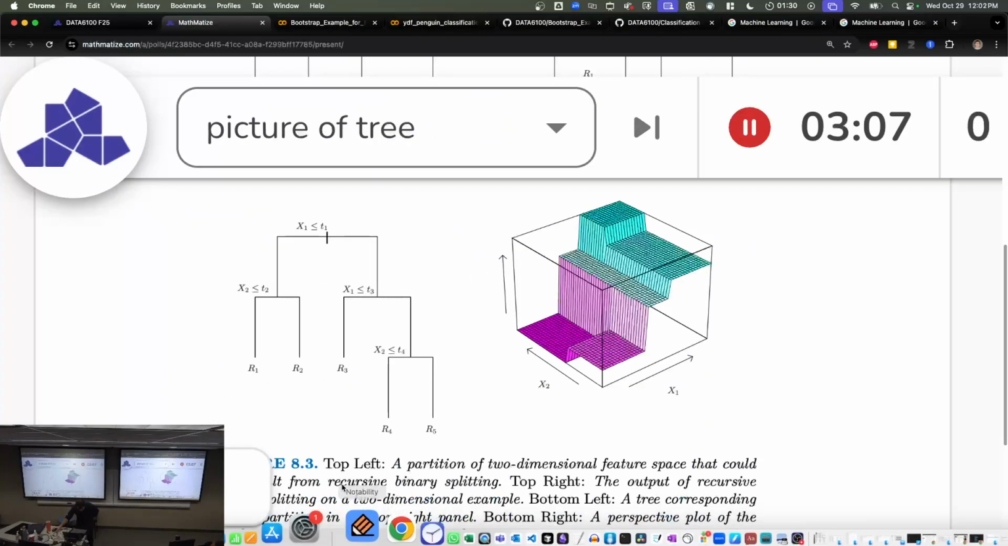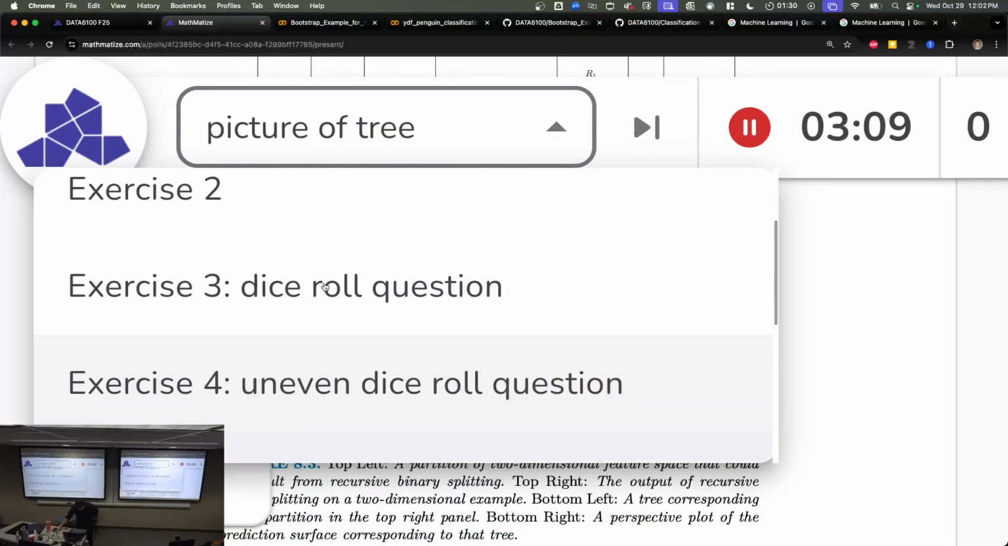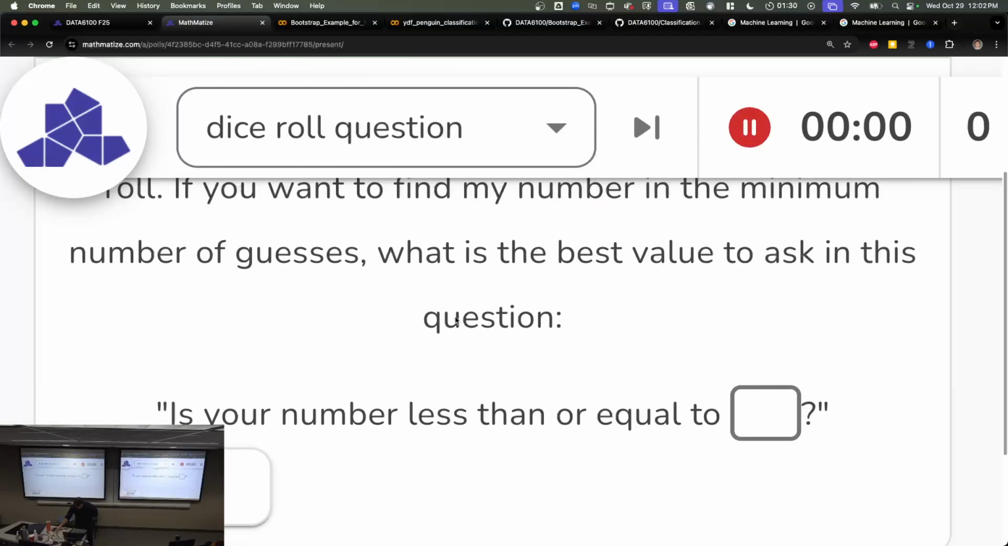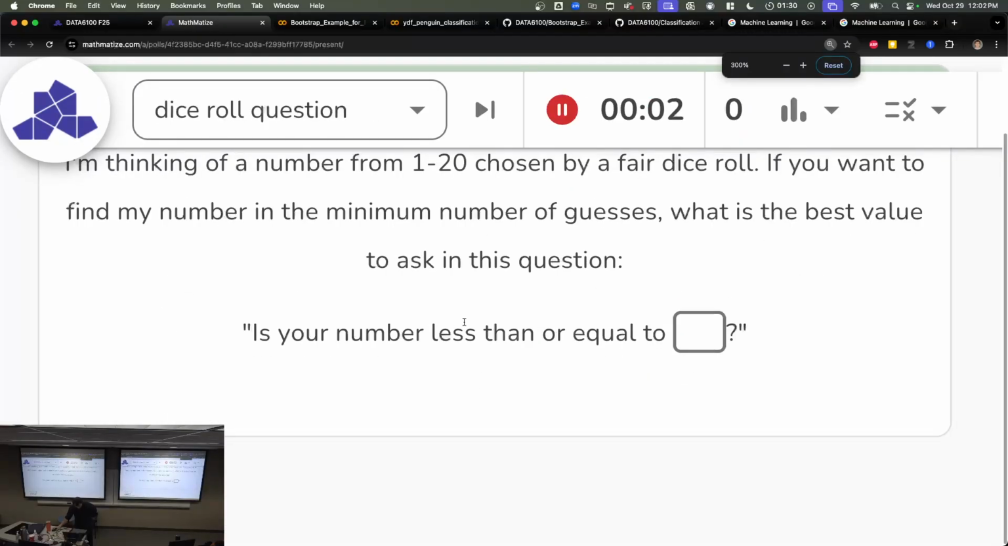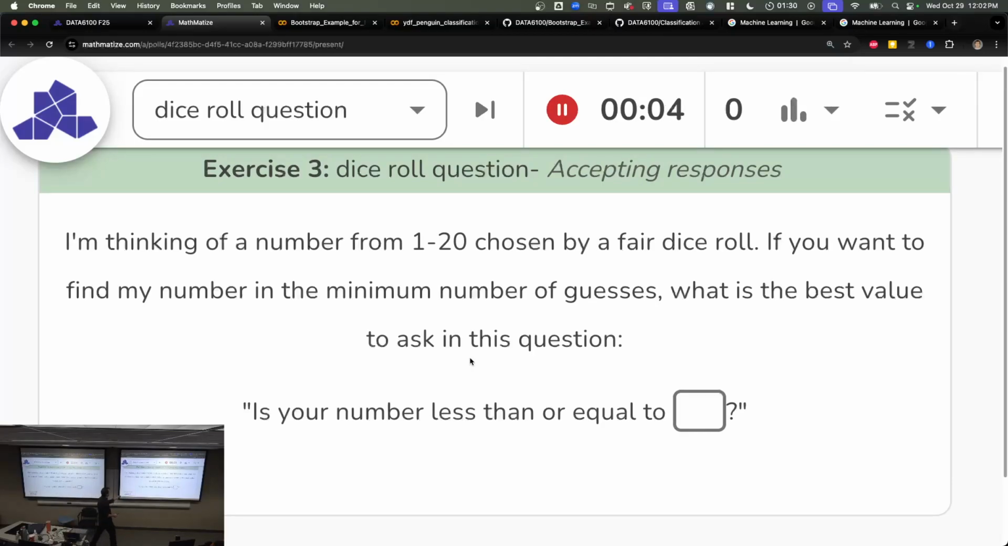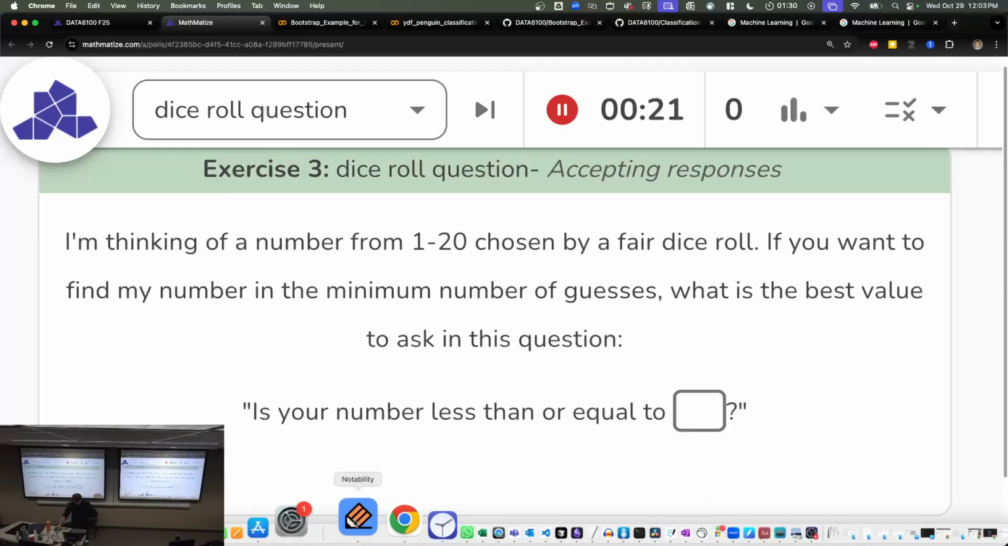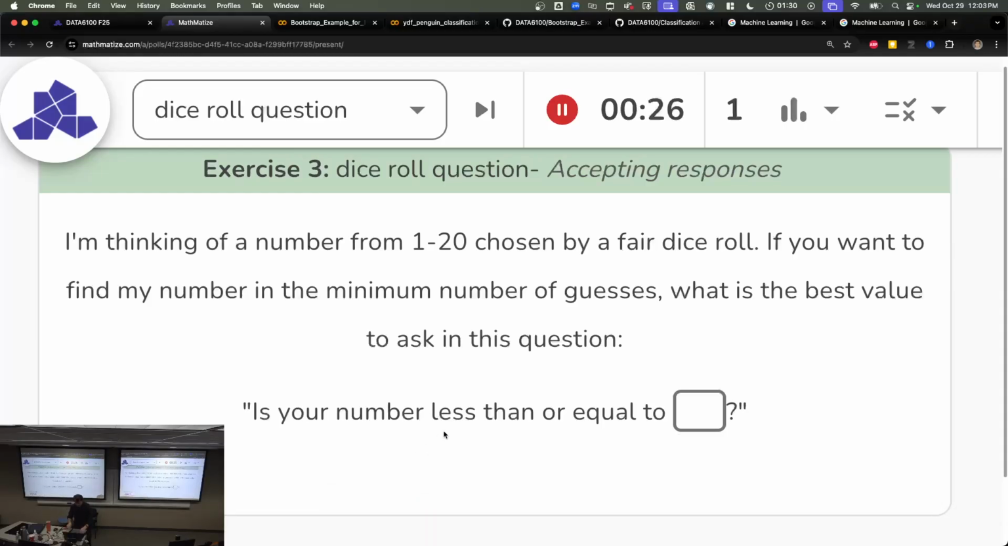Let me put this in Mathematize. Dice roll question. I'm thinking of a number from 1 to 20 chosen by a fair dice roll. If you want to find my number in the minimum number of guesses, what is the best value to ask in this question? Is your number less than or equal to blank? So I will let you think, how are you going to create this tree? And then we will do it. Let me give you 2 minutes here to think.